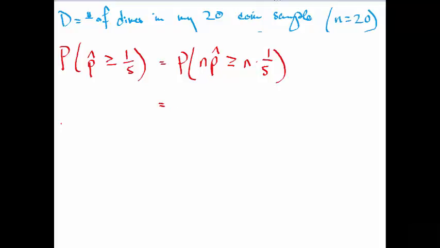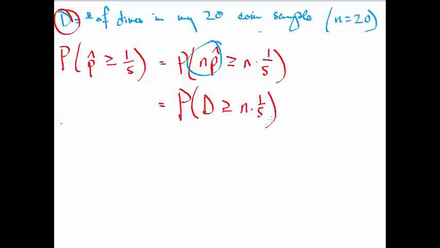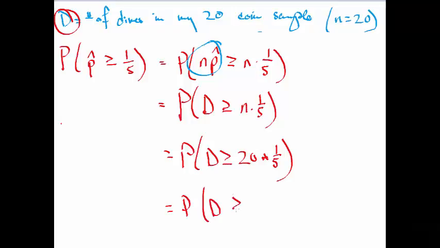And what is this quantity here? Remember, p hat is the number of successes over the sample size. Multiply that by the sample size, and I just get the number of successes. The random number of successes, we've already got a symbol for that. That's D. So this is the probability that D is at least, what is n times 1/5 there? That's n is 20 times 1/5. 1/5 of 20 is 4. This is the probability that D is at least 4. We've already worked that out. I already know that that's equal to 0.401004.